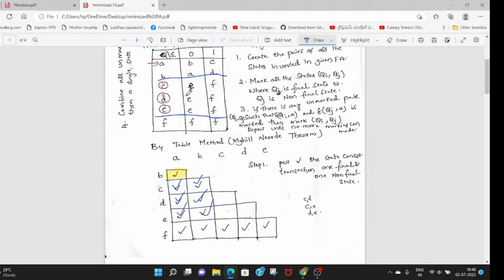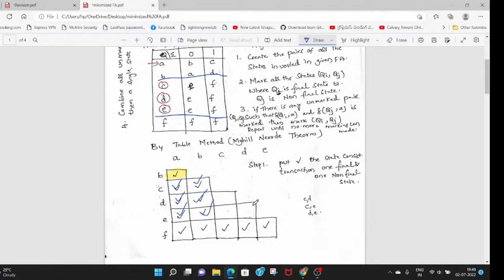Now you're finding C and E. So I'm getting E, E, F, F. So both include a final state. So I cannot mark CE as ticked, because we are getting both included in a final state. Right. So because of that reason, I cannot mark it as a tick mark here.